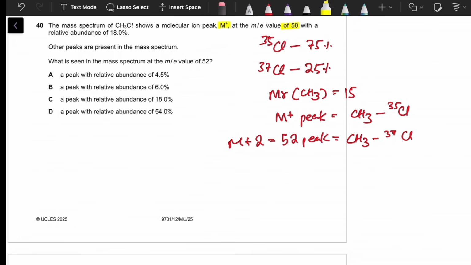Question number 40 states that the mass spectrum of CH3Cl has a molecular ion peak of M+ at an m/e value of 50 with a relative abundance of 18%. Other peaks are also present in the mass spectrum. What can be seen in the mass spectrum at an m/e value of 52?